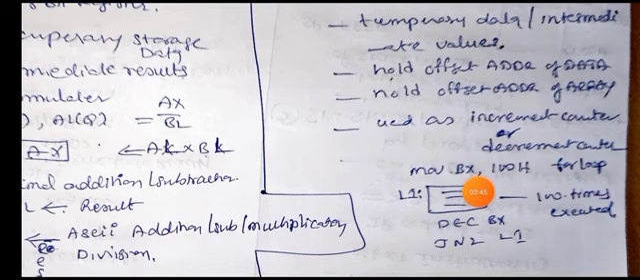Suppose we have MOV BX, 100h. Then decrement BX and jump if not 0. Right? So if you write in this way, you are decrementing BX every time. If it is not 0, jump to here. Whatever instructions are within this box are executed 100 times. So in this way, to maintain the loop, BX can be used as an increment counter or decrement counter.